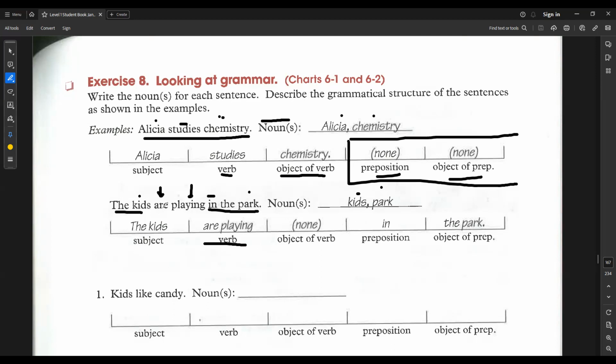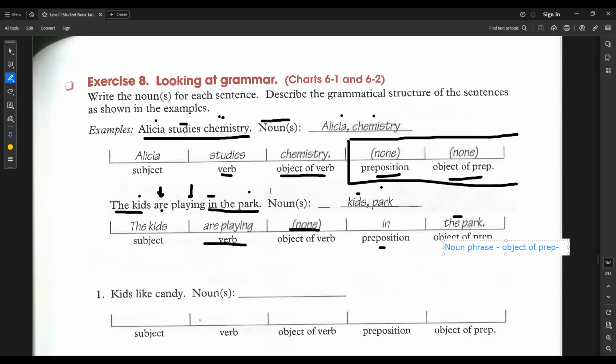So no hay objeto para el verbo, none, y ponemos la preposición in. The park es el objeto de la preposición y también, evidentemente, it's a noun phrase, right? Noun phrase usada como objeto de la preposición. También se puede usar como objeto del verbo, como complemento, como sujeto. Todo depende de en qué casilla está, en qué parte está.